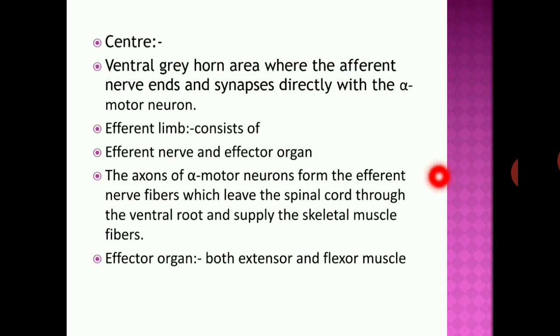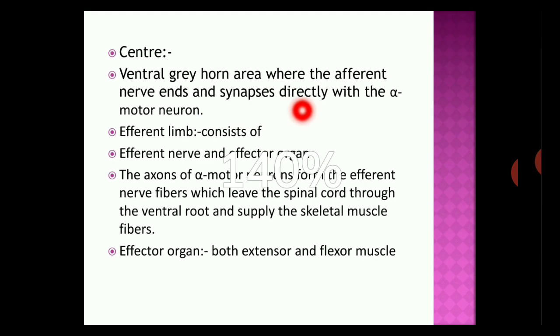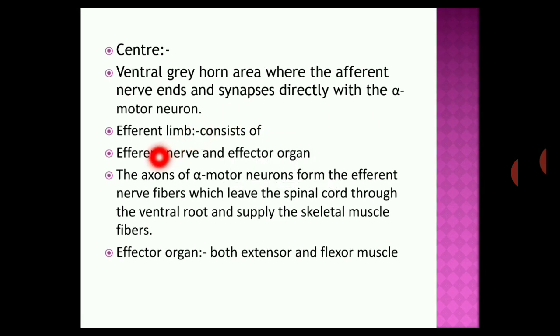Now center for this reflex is ventral gray horn area, where afferent nerve ends and synapses directly with the alpha motor neuron. Efferent limb consists of efferent nerve and effector organ. Efferent nerve is basically axon of alpha motor neuron, which forms the efferent nerve fiber that leaves the spinal cord through ventral root and supplies skeletal muscle fiber. Effector organ, both extensor and flexor muscles.